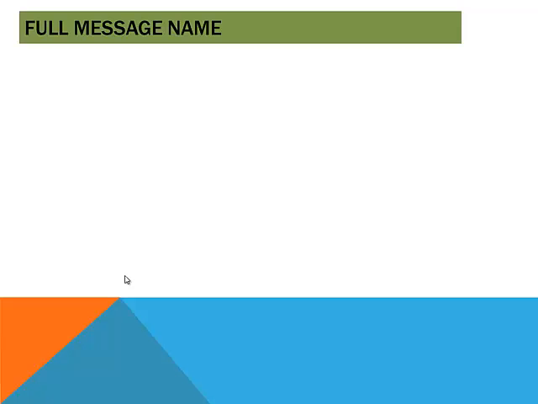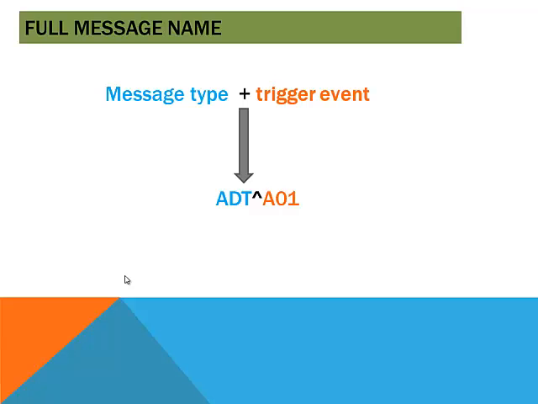So as we just talked about, the full message name is derived from the message type and the trigger event. In fact, we can combine the message type with the trigger event to compose a full message name. For example, the message type is ADT, the trigger event is A01. Then we put the caret between them, and we get the full message name. Okay?